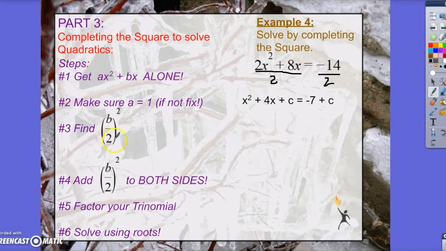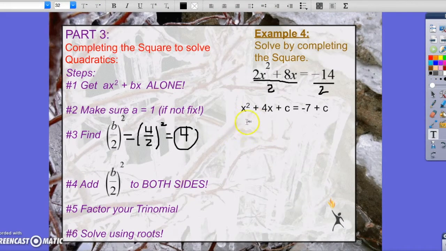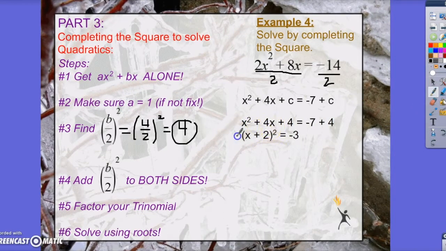All right, we're going to find our b. Four divided by 2 is 2. 2 squared is 4. All right. That's my c. Factor the left. I'm going to take the square root of both sides.